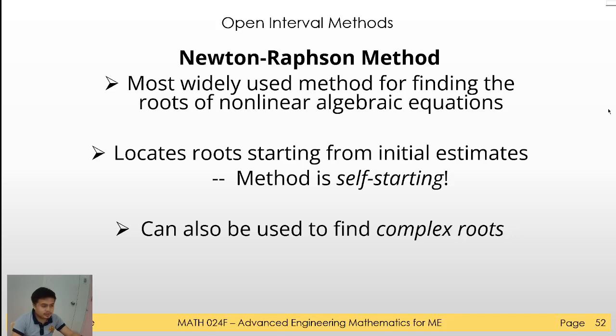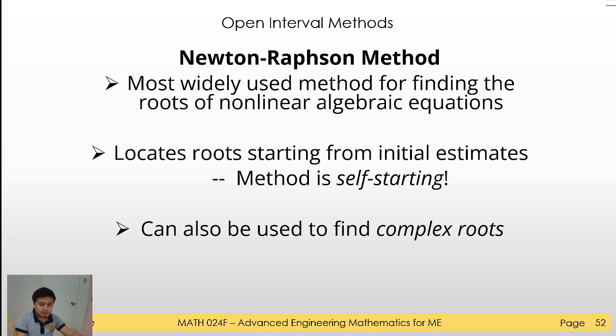Hey everyone, so for this video, let's discuss the Newton-Raphson method, which is an open interval method similar to the fixed point iteration. Again, for open interval methods, we do not need to know the interval at which our solution lies, but instead we just want to have at least one initial guess, and then we will let the algorithm find the root itself.